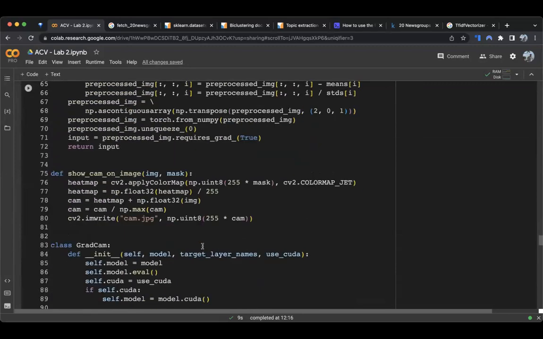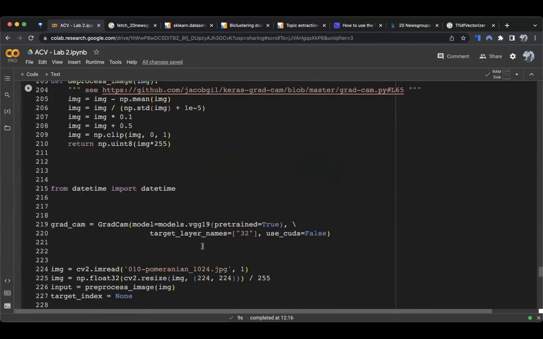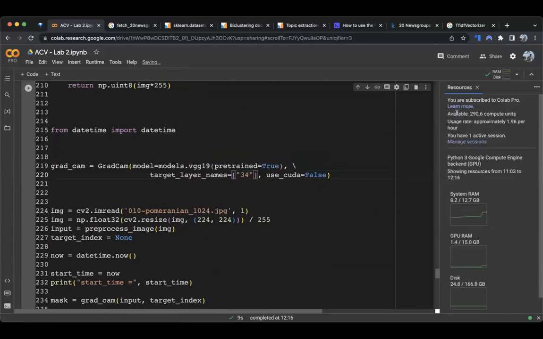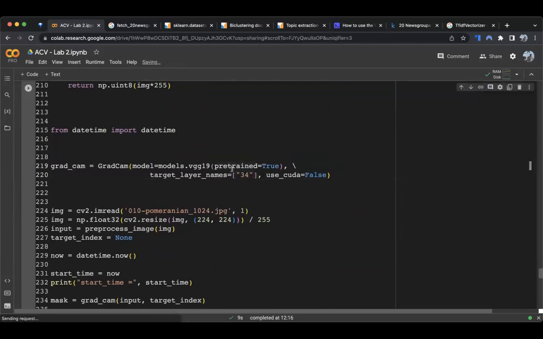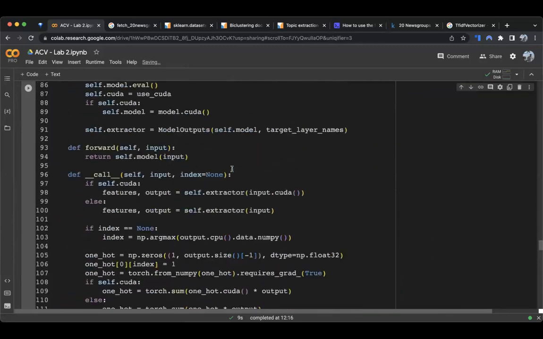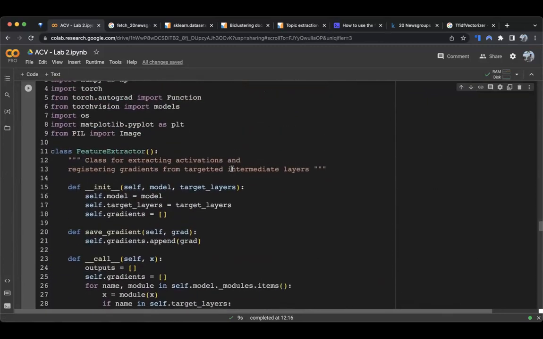So here we are using 32. Let's go down a little bit. Yeah, here we use 32 instead of 34. Let's go initially with 34, and then we go with something like 1 or 2 to see what the actual performance is, or how the performance drops because of changing what layer we're interpreting the model at.